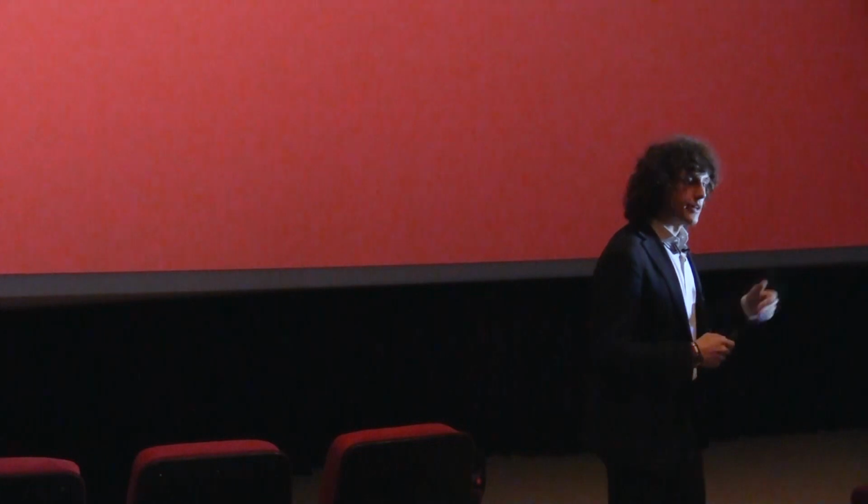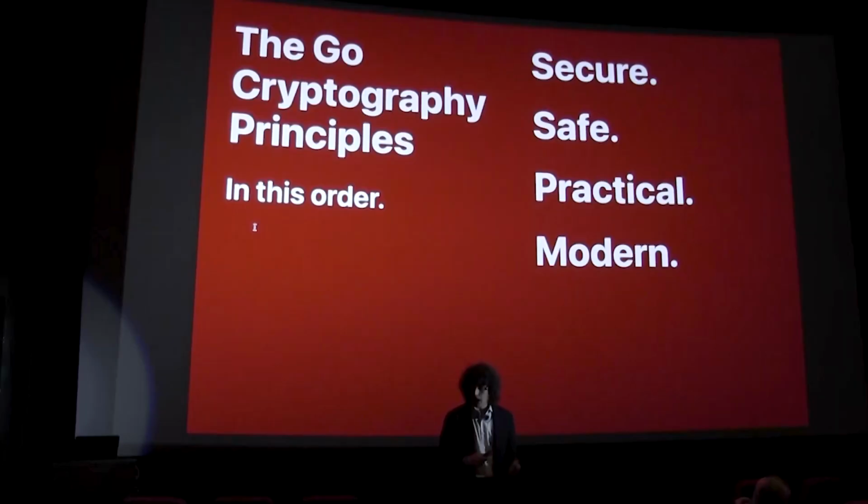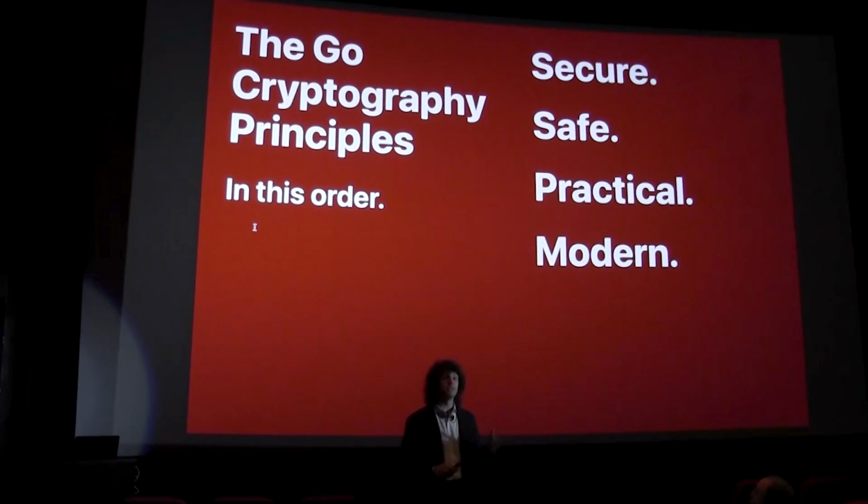How we decide how to pick what we implement and what we don't is codified in the Go cryptography principles, which, to recap, are: we want the libraries to be secure, safe, practical, and modern in that order. You might notice that fast or performant is not in there. Fast is part of practical. If it's not fast enough, it's not practical, because you can't use it. If it is fast enough, it's fast enough. That's not a priority in itself, if you can use it, if it does the job for you.